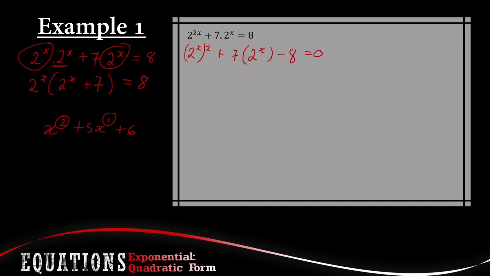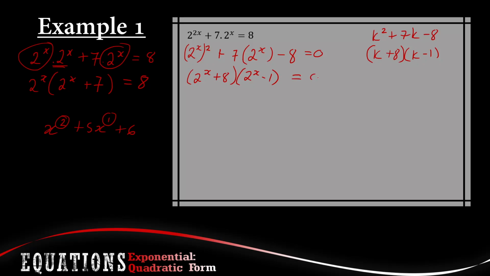Now, to make this even clearer, and this is optional, you can rather write it as k squared plus 7k minus 8, because that is far easier to factorize. That just becomes (k plus 8)(k minus 1). Okay, so now the factorization is done. You can basically just replace the k again with 2 to the power of x. So this is going to be (2 to the power of x plus 8)(2 to the power of x minus 1).